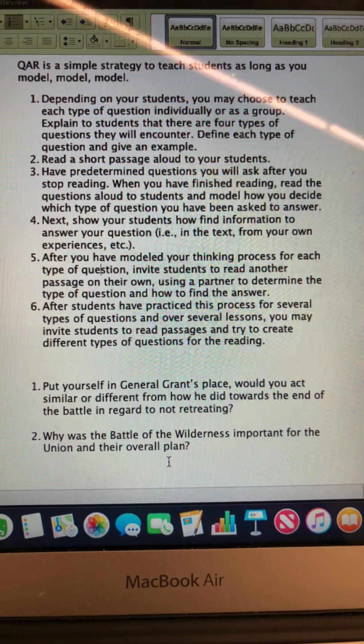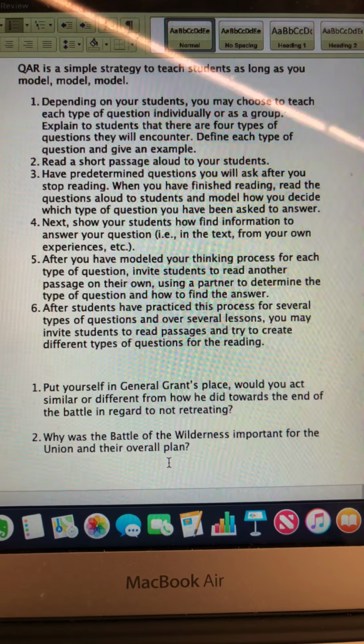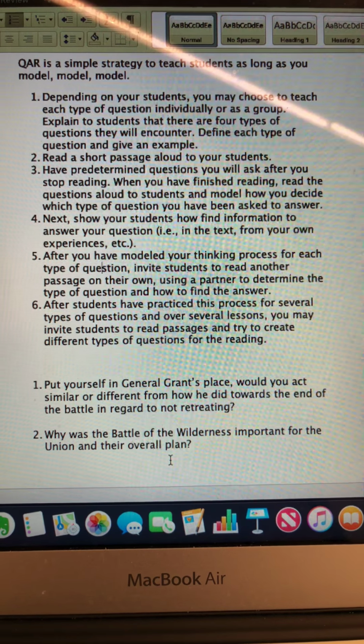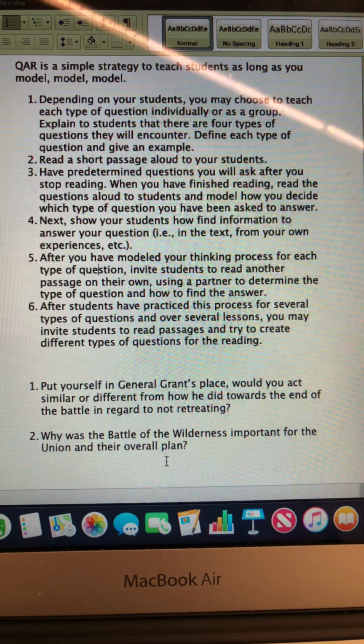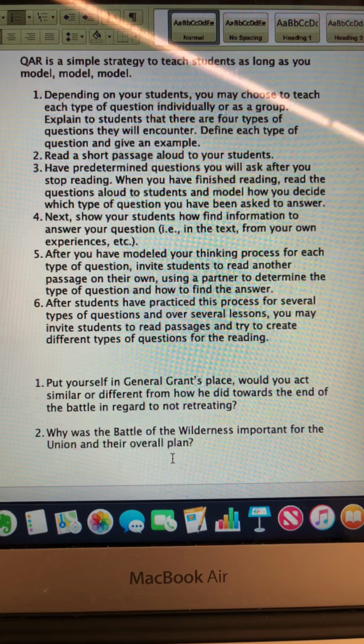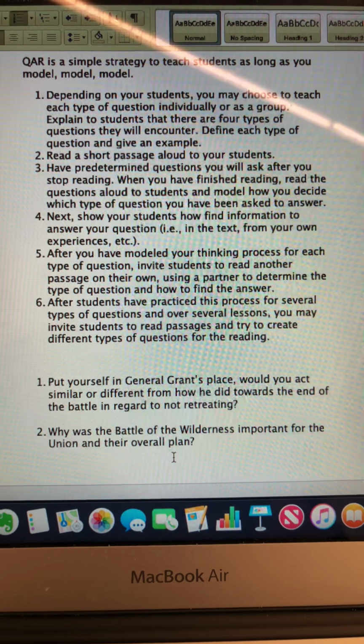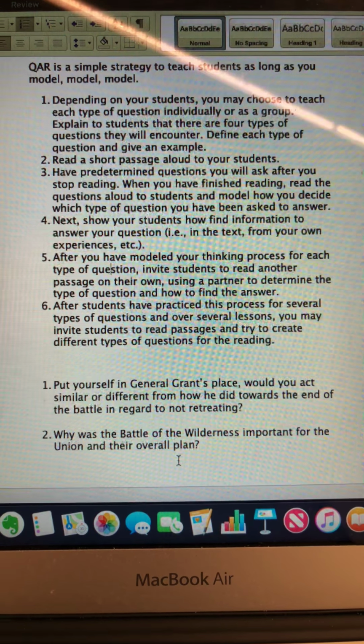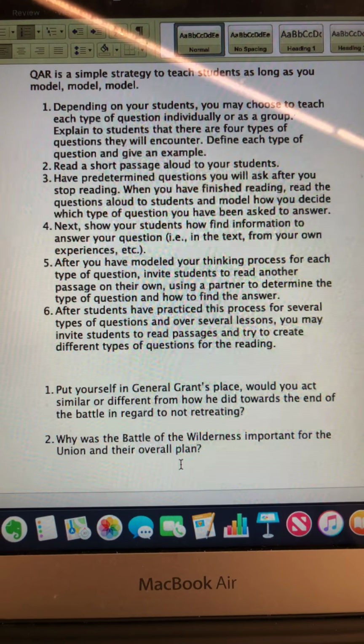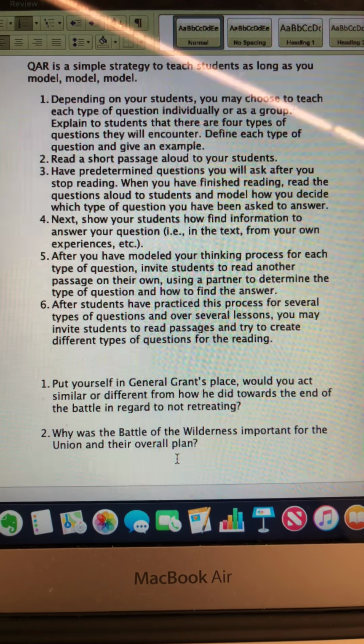Third is the author and you. Based on the information provided in the text, the student is required to relate it to their own experience. Because of this, the answer does not lie in the text, but the students must still read the selection in order to answer the question.